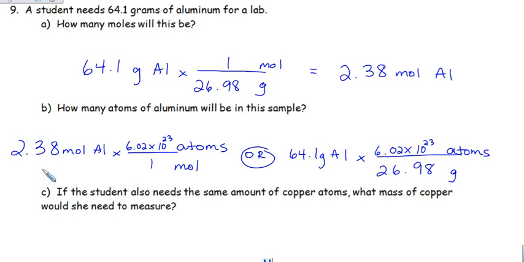So let's see, we plug this in, and I should get a large number, and I do. I'd be looking at either way, let's go 3 sig figs again, 1.43 times 10 to the 24th atoms of aluminum.